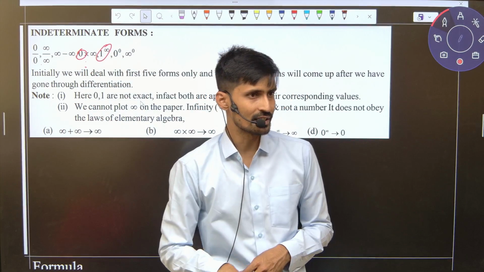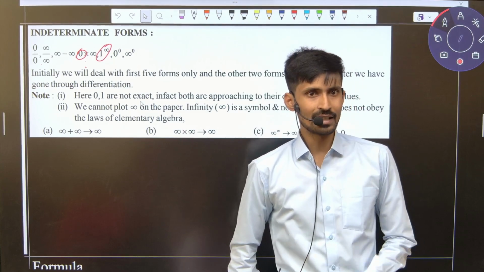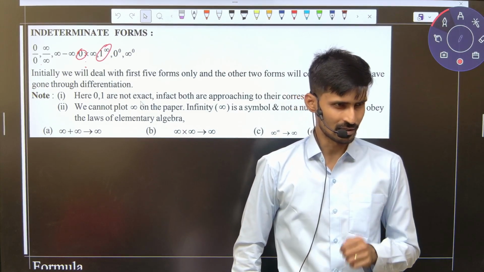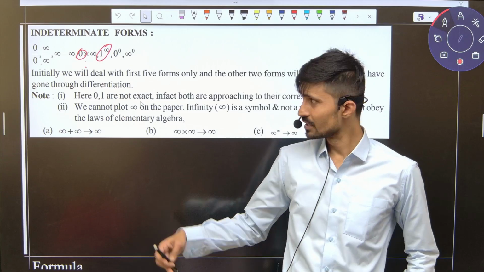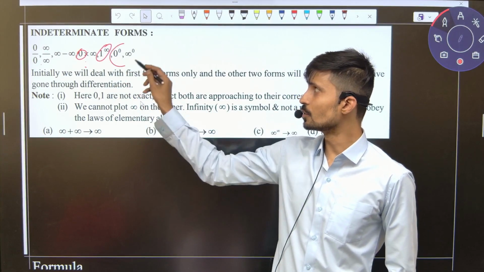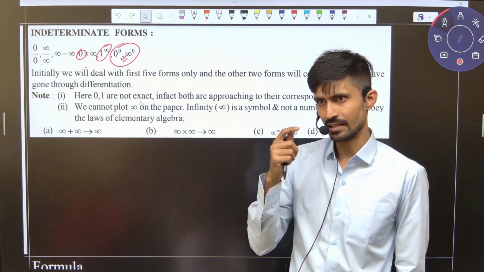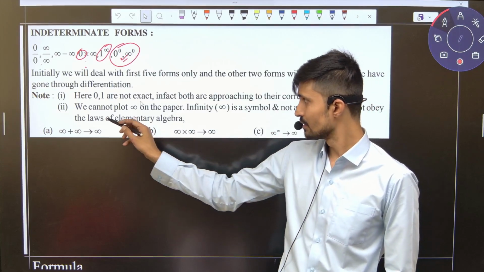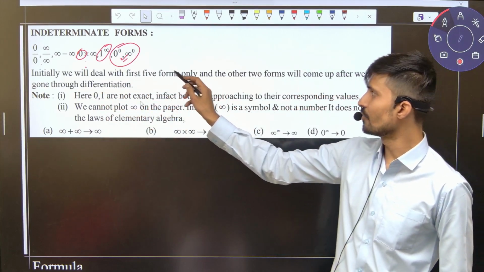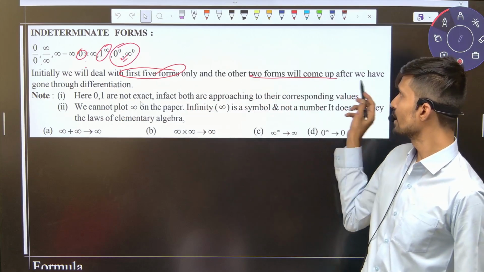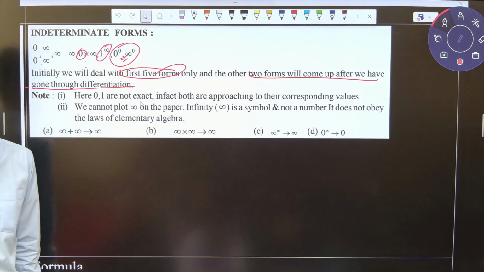1 raised to infinity. See, in 1 raised to infinity, that one is not exact 1. That number is a little greater than 1, 1 plus, or maybe 1 minus. Something like that. And these two patterns we will learn when we learn differentiation. This is what is written here. Initially the first 5 forms, and after that the 2 forms will come when you learn differentiation.